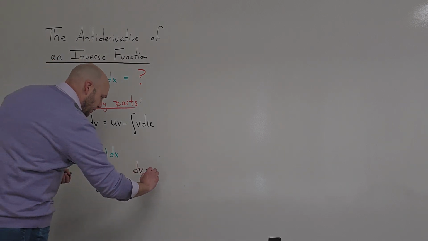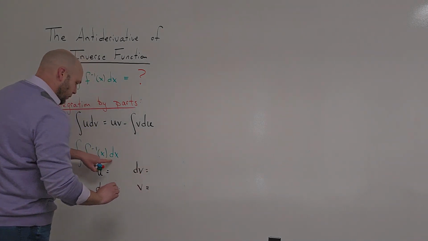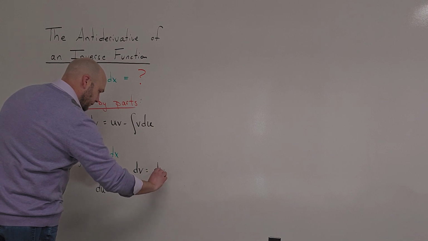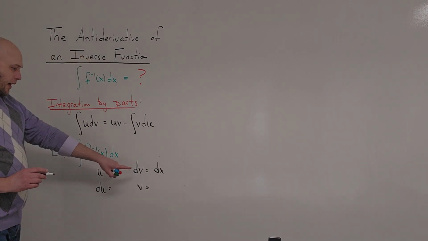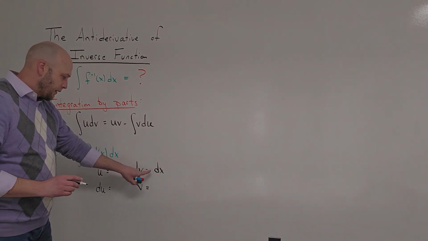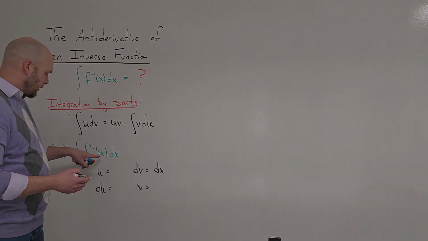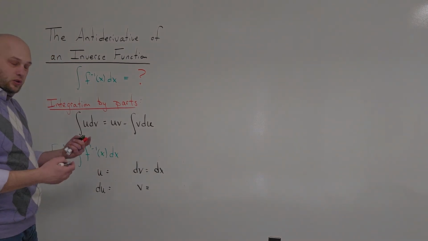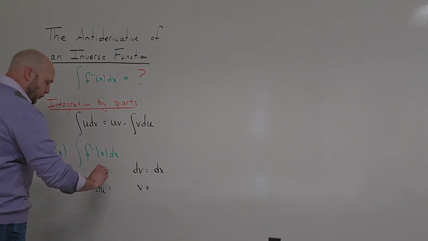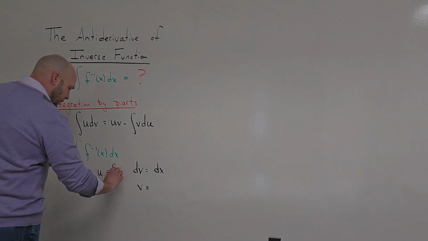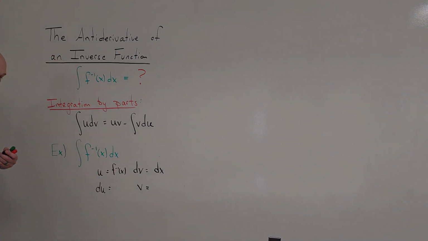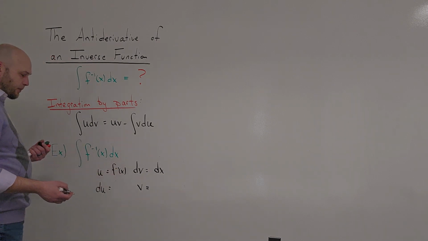dv at a minimum has to have the differential, so dx. And if I put f inverse here, then to find v, I'd have to take the antiderivative, but that defeats the purpose of this. We're just going to go in circles. Therefore, I'm going to put the inverse function here as u, and now let's proceed by finding du and v.